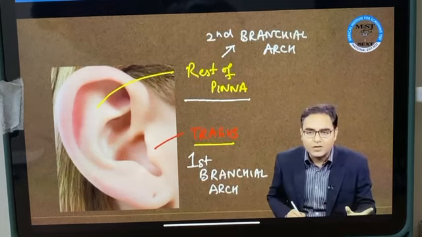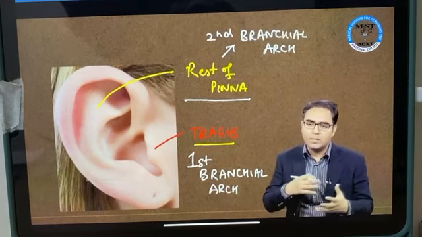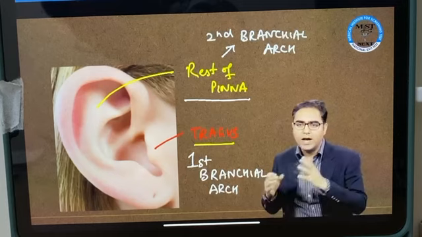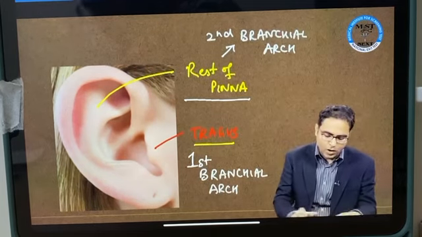However, let me clarify at the outset, tragus is very much a part of pinna only. So don't think it's tragus separate from pinna. But yes, the pinna has two developmental origins. Tragus develops from first branchial arch and rest of pinna develops from second branchial arch. I hope you remember the concept of the branchial arches from embryology.